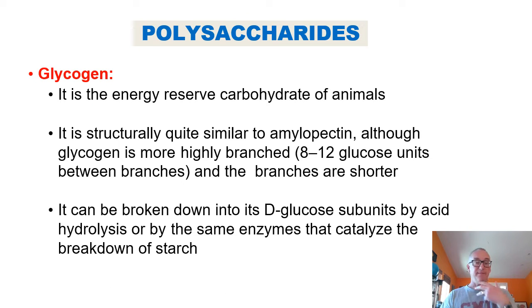So glycogen is the sort of energy reserve that we have for sugar, like short-term sugar storage. It's quite similar to amylopectin, although it's much more highly branched. There's only 8 to 12 glucose units between branches, and the branches are shorter. So it basically is like a really fast, short-term storage for sugar.